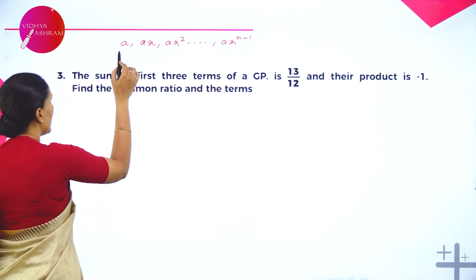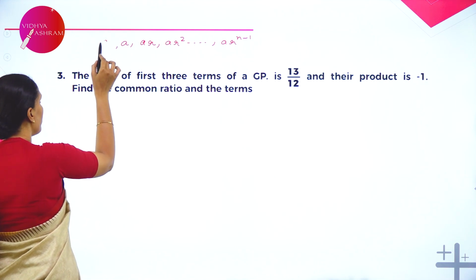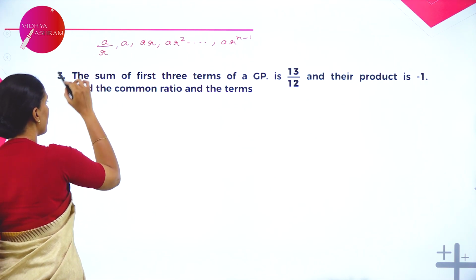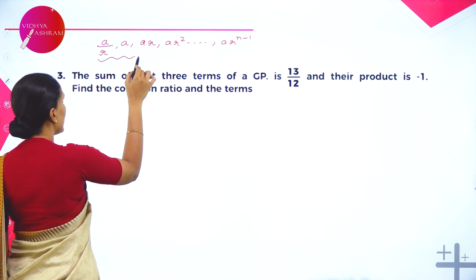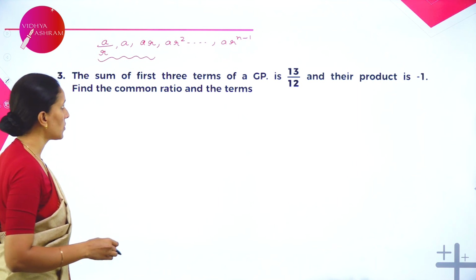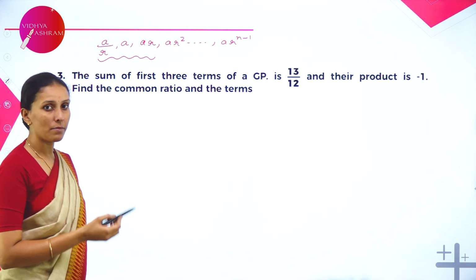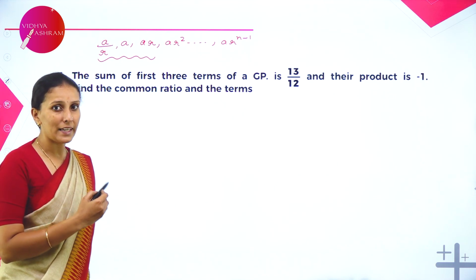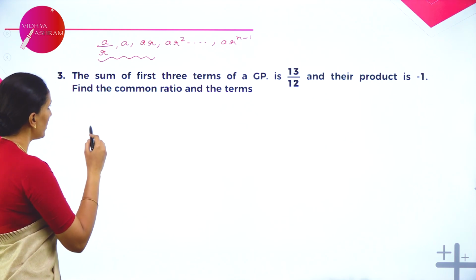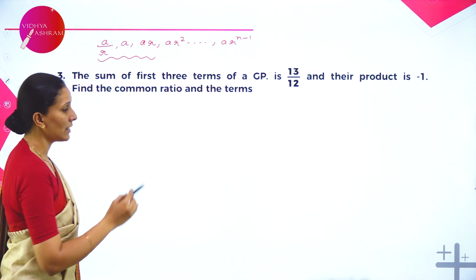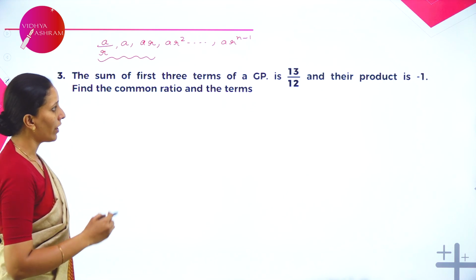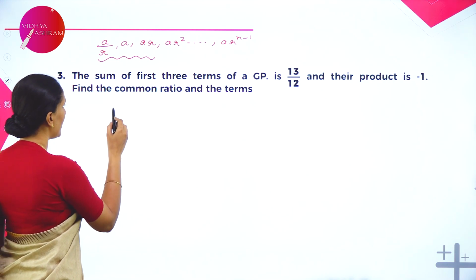Now I'll take the previous term of A, which can be written as A by R. Here I'll take the first three terms. Let A by R, A, AR be the first three terms of the given GP, because it is easier for the simplification. They have given that the sum of them is 13 by 12 and their product is -1. First let us take the sum.